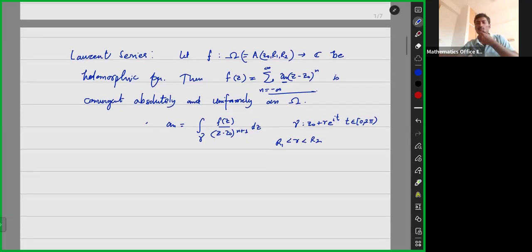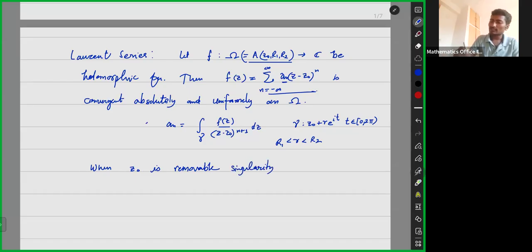And what happens when z naught is a singularity? When r1 is equal to 0, this annulus becomes a deleted neighborhood. One point, z naught, is missing, and everything else is in the r2 disk. So when z naught is a removable singularity, what happens? All these a_n are 0 for every negative n, where negative n means n less than 0. So a_n is 0 for all such n.